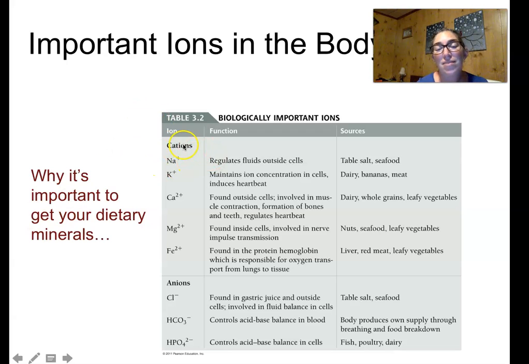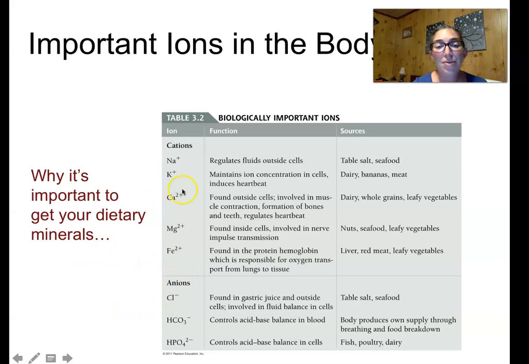That's how it mostly exists, in that ionic form. So same thing with a lot of those group 1 and group 2 elements. They largely exist in their ionic form or as part of a compound. But a lot of these ions are actually really important for the functioning of our body.